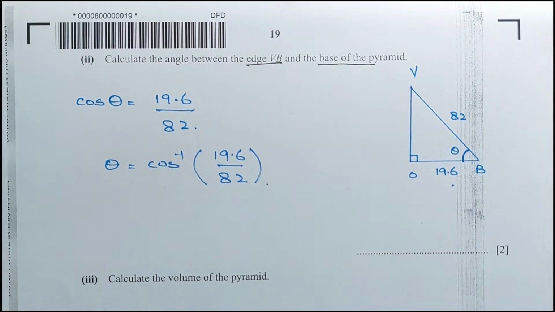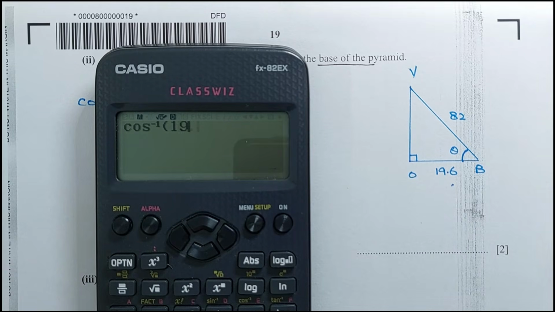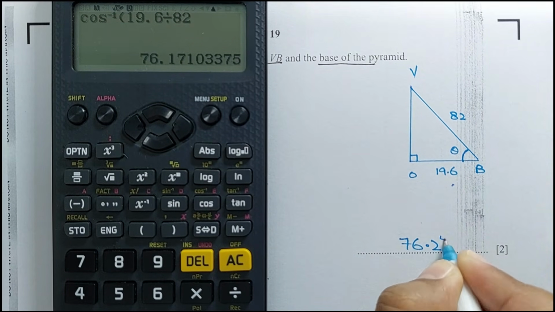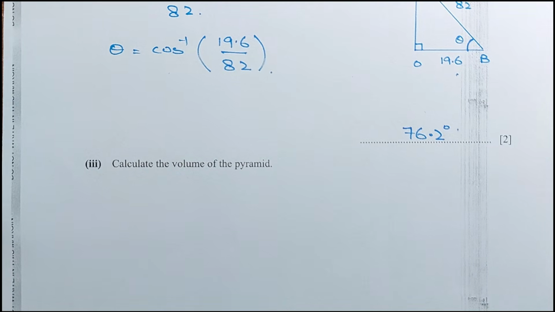Let me simplify that. Cos inverse of 19.6 divided by 82 is 76.17, or rounded to one decimal place 76.2 degrees. This is the angle that the edge makes with the base of the pyramid.